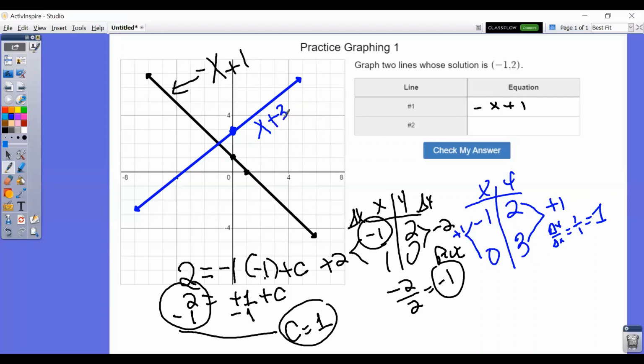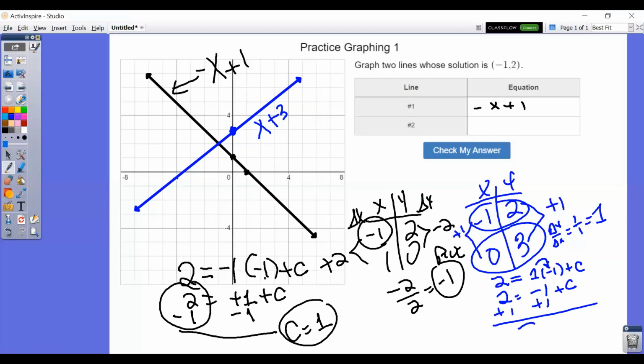And I'm going to verify that by this point that I grabbed, and also by using (-1, 2). So 2 equals, right, 1 times -1 plus a constant. 2 equals -1, because once I multiply these two, I get -1 plus the constant. I add 1 to both sides of the equation. That would give me 3 equals c, right, which is my constant. My constant would be +3. Check. So my next equation will be x plus 3.